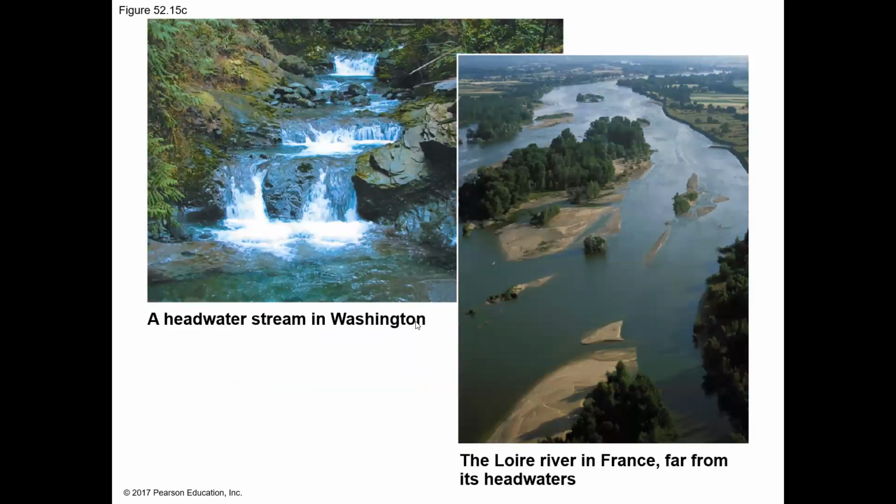So looking at differences here, headwater stream in Washington. So again, you can see turbulent, rocky, narrower versus Loire River in France. Far away from its headwaters, very wide, very slow flow, probably much warmer than you would find in this headwater stream.